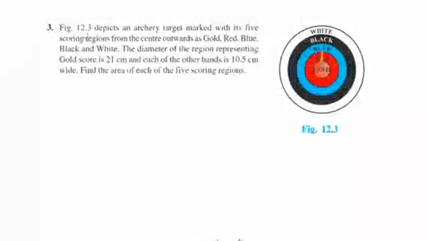Question 3 of this exercise says figure 12.3 depicts an archery target marked with its 5 scoring regions from the center outwards as gold, red, blue, black and white. The diameter of the region representing gold score is 21 centimeter and each of the other bands is 10.5 centimeter wide. Find the area of each of the 5 scoring regions.